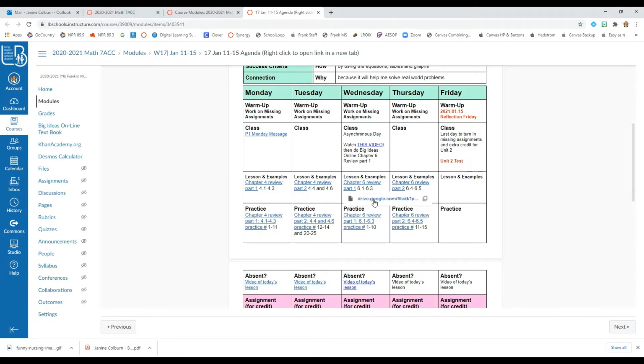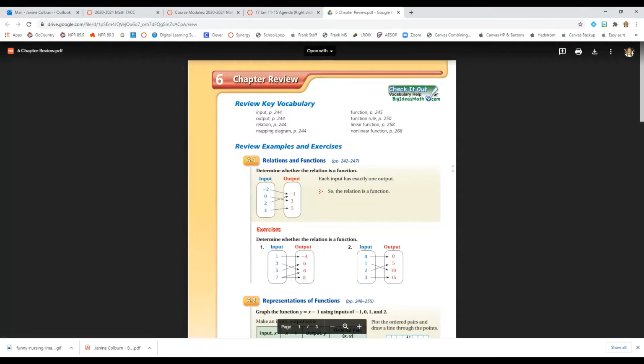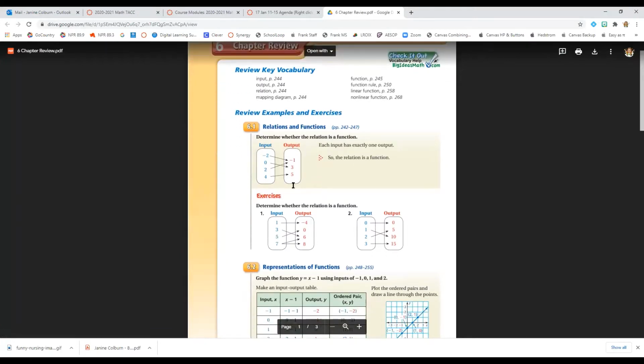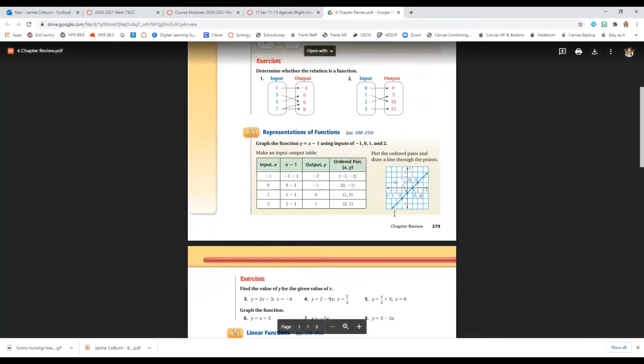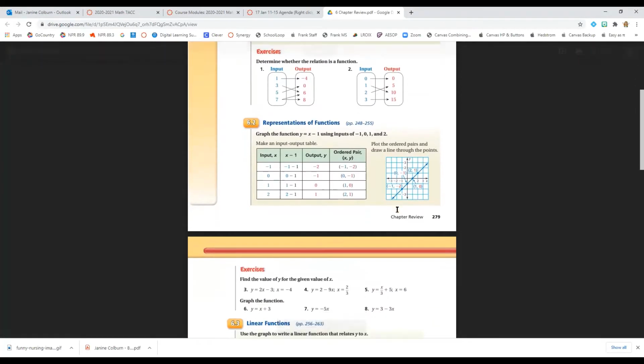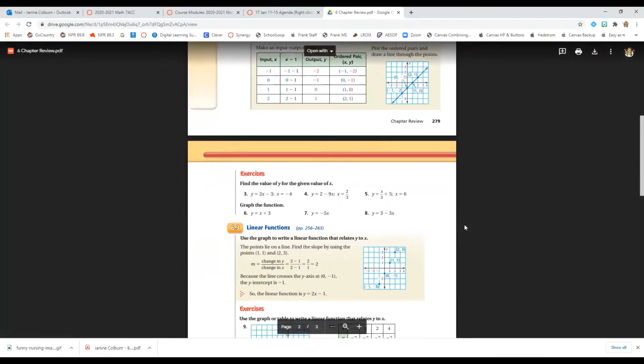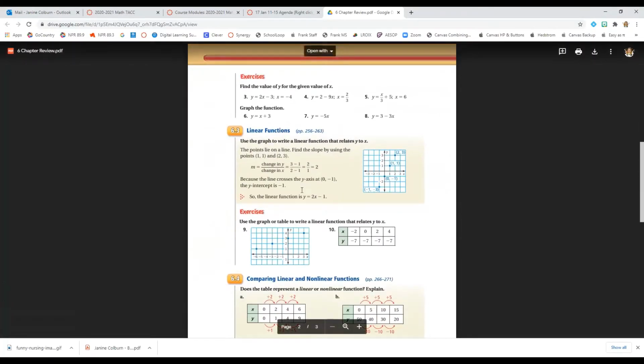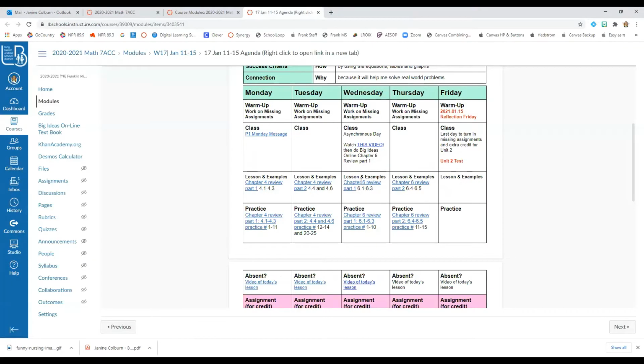Here are the pages from the book. Remember, here's the down and dirty nitty-gritty notes, and then here's the practice problems. Here's the nitty-gritty notes that you're going to need and the practice problems. And then for 6.3, these are the notes and the practice problems. Okay. So the links for those can be found on the agenda as well.